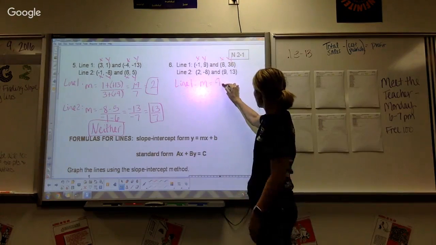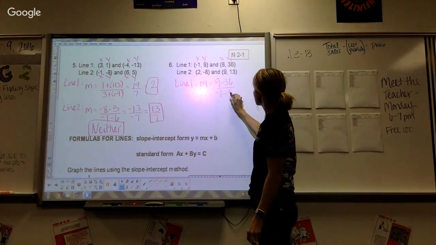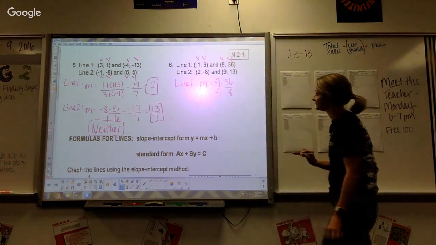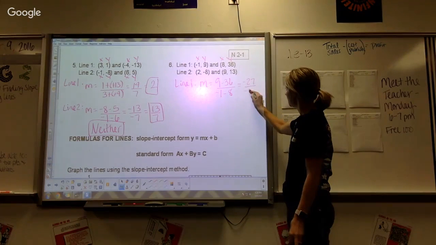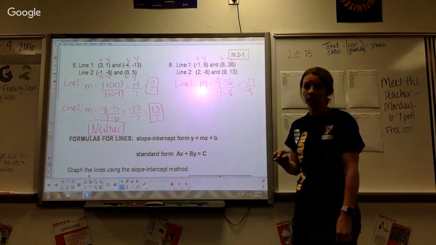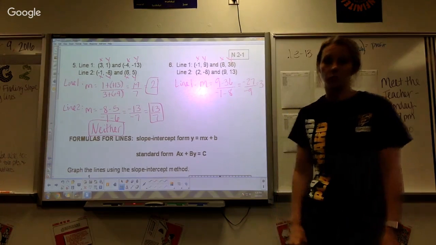We have 9 minus 36 divided by negative 1 minus 8. We have negative 27 on top over a negative 9. When you divide that, that would give you a positive 3 for the slope.